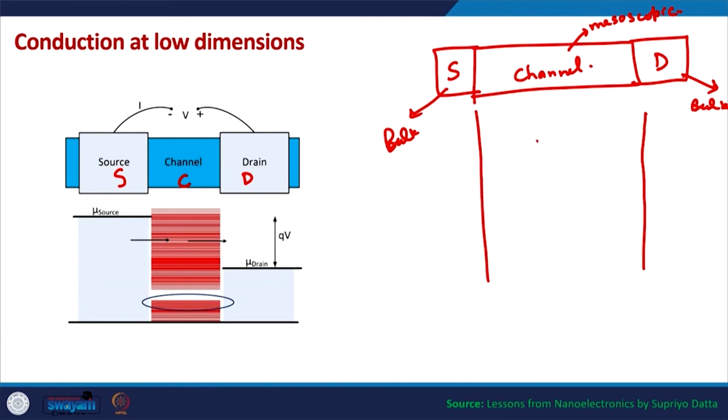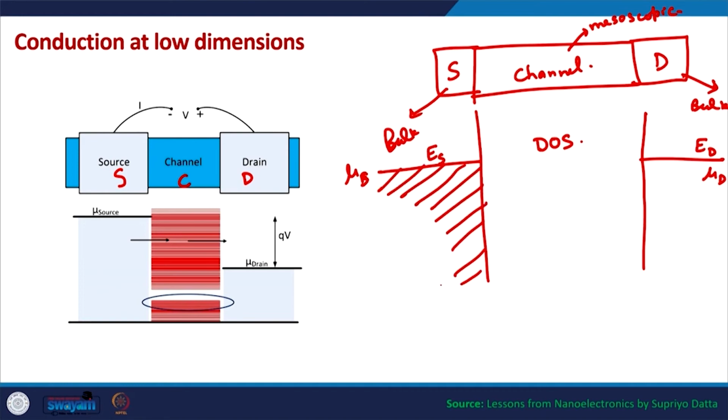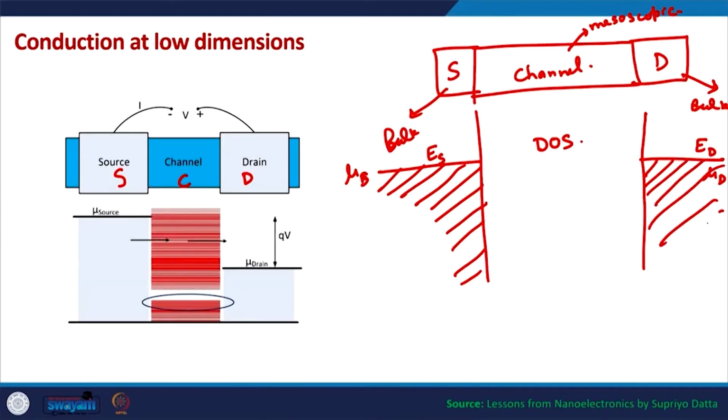So, we need to find the density of states in the channel, and we need to see the Fermi levels, mu s, the source Fermi level, or E s, and similarly here E d or mu d. The Fermi level is the level below which all energy states are occupied, especially at room temperatures, and in metals it is the level below which all the electronic states are occupied by the electrons.